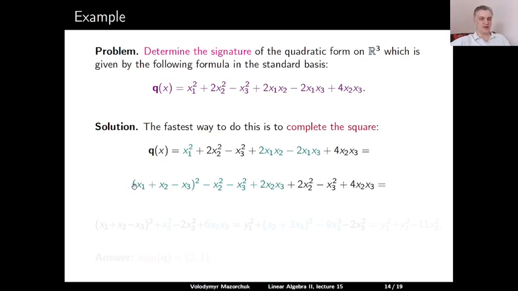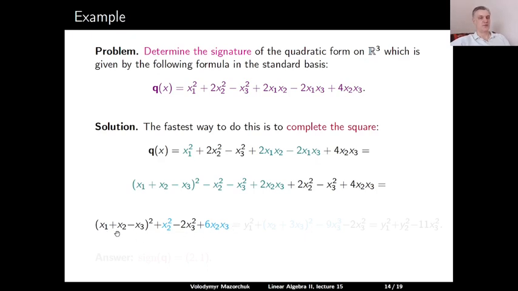So now the teal part here is equal to the teal part of this expression. And then we copy the rest, plus 2x2 squared minus x3 squared plus 4x2 x3. So we simplify this expression to x1 plus x2 minus x3 squared plus x2 squared minus 2x3 squared plus 6x2 x3. Now we look at all terms which contain x2 squared plus 6x2 x3.